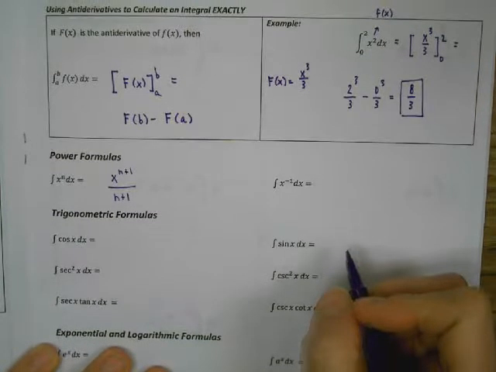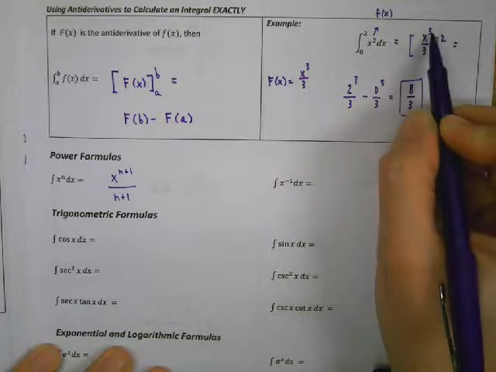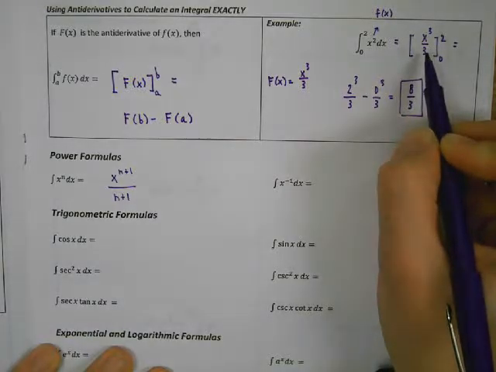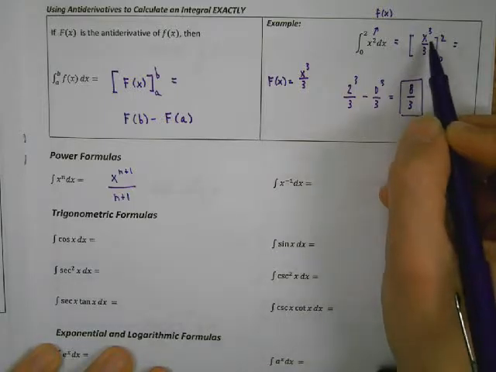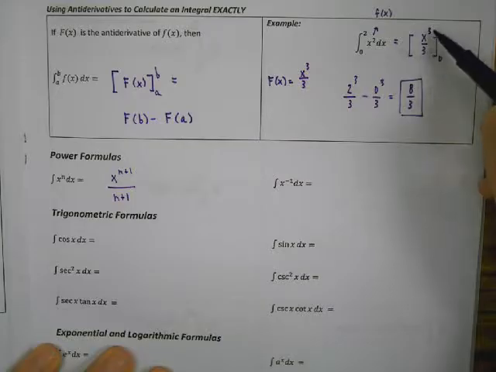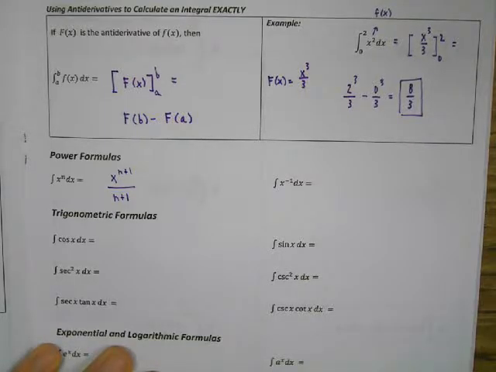So if we go back up to our example, we had x squared. What I did was add 1 to my exponent, 2 plus 1 gave me 3, and then I divided by that new exponent. And you can check easily by differentiating that we did it correctly. If I have 1/3 x cubed, I multiply by 3 and subtract 1 from the exponent, and I do get back to x squared. So it's easy to check that we did it correctly.